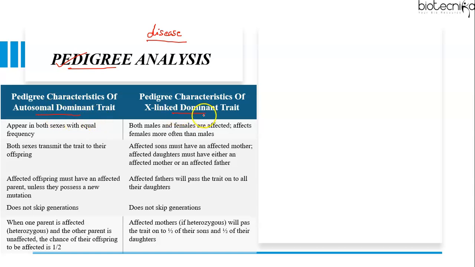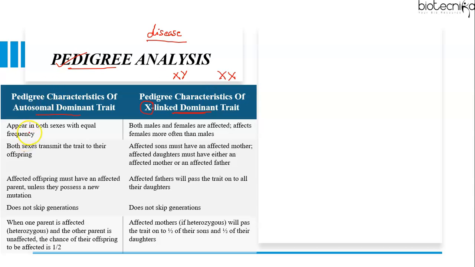Whereas X-linked dominant inheritance refers to genetic conditions associated with mutations in genes on the X chromosome. A single copy of the mutation is enough to cause the disease in both males, who have only one X chromosome, and females, who have two X chromosomes. Because it's a dominant trait, a single copy of the mutation is enough to cause the disease in both males and females. So let's do the comparative study.